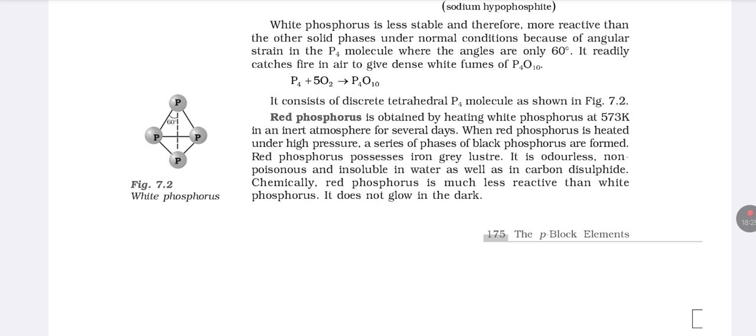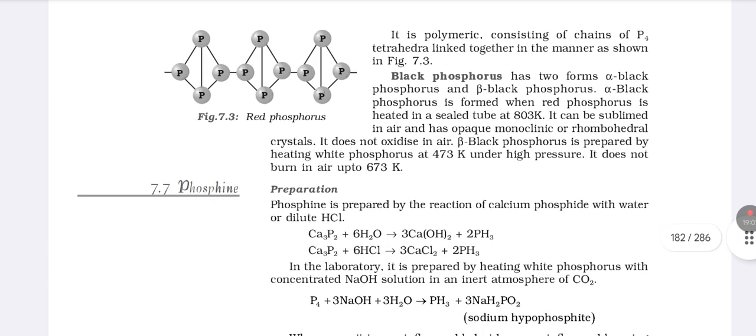Red phosphorus is obtained by heating white phosphorus at 573 Kelvin in an inert atmosphere for several days. When red phosphorus is heated under high pressure, a series of phases of black phosphorus are formed. Red phosphorus possesses an iron-gray luster. It is odorless, non-poisonous, and insoluble in water as well as in carbon disulfide. Chemically, red phosphorus is much less reactive than white phosphorus. It does not glow in the dark. It is polymeric, consisting of chains of P4 tetrahedra linked together.